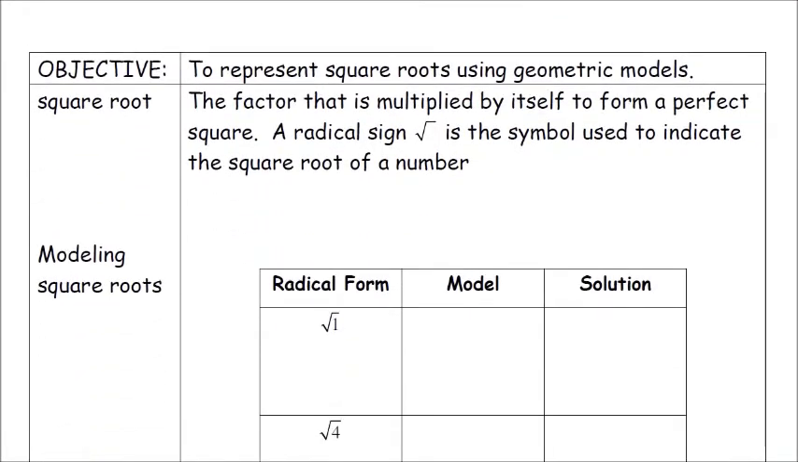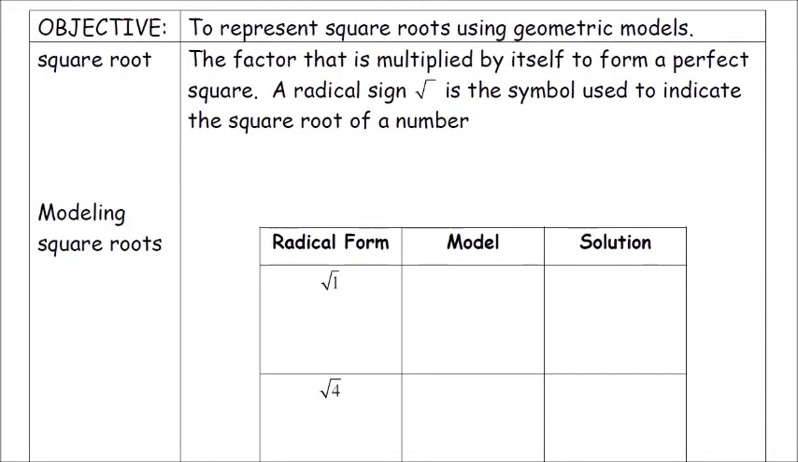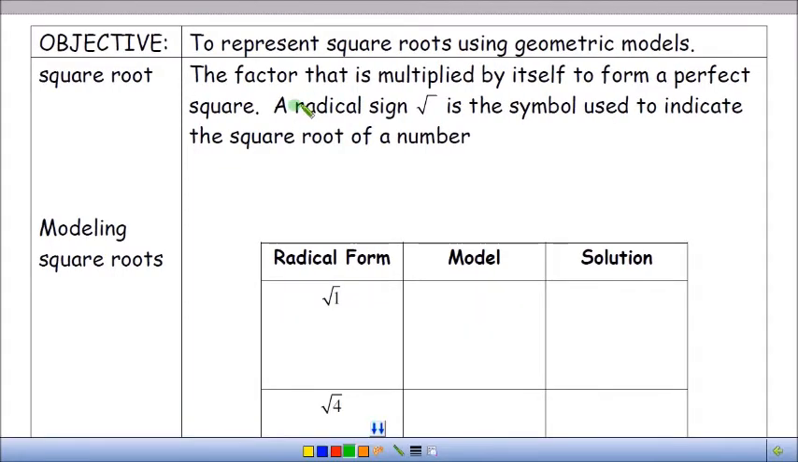If you look at the next page, now we're talking about the opposite, square root. Okay, square root is the factor that is multiplied by itself to form a perfect square. And we use this sign right here called the radical sign. Okay, this radical sign is very important that you know how to draw it correctly. It's kind of like a division symbol, but it's kind of slanted a little bit. And it's got this little tail or a little foot right here. Okay, and that's called the radical sign or the square root symbol. And we use it to indicate the square root of a number.